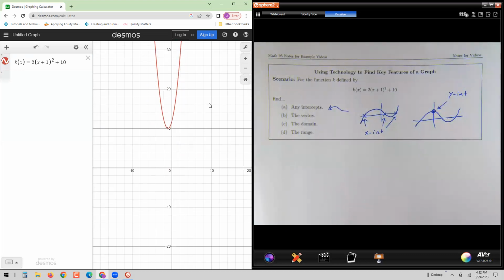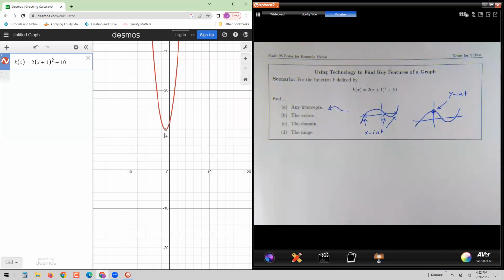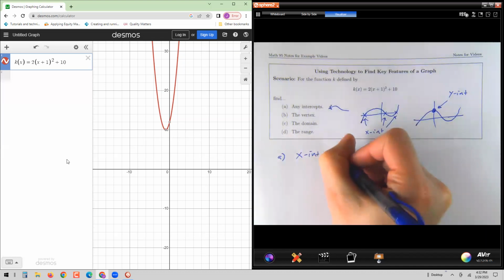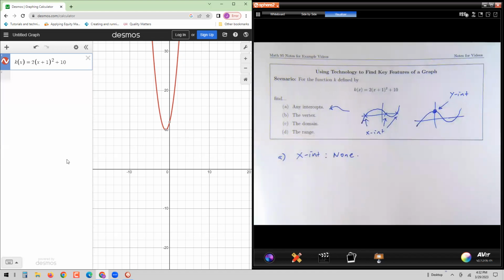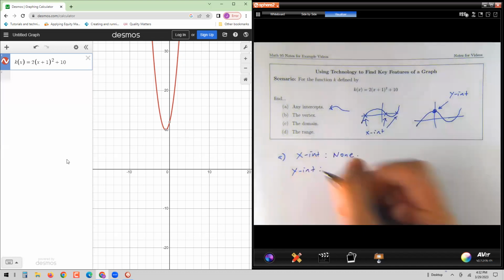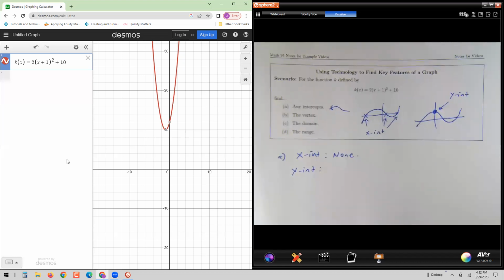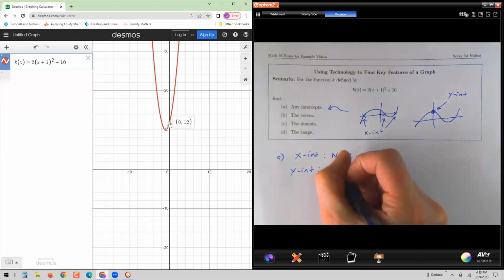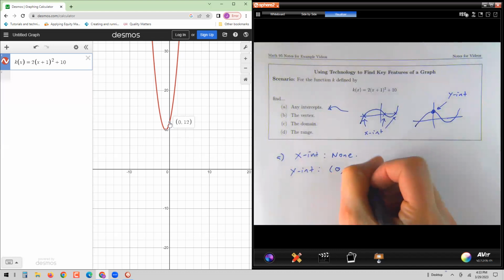Okay, so let's take a look at this graph and see some nice things that Desmos does for us. First things, intercepts. It doesn't look like it crosses the x-axis. So for x-intercepts, which is part A of this problem, I would say none. It never crosses that x-axis. Y-intercept. I'm just going to go to my graph and I can see where it's crossing this y-axis, and I'm going to put my mouse there and it's going to give me that number. So the y-intercept, it crosses at (0, 12).